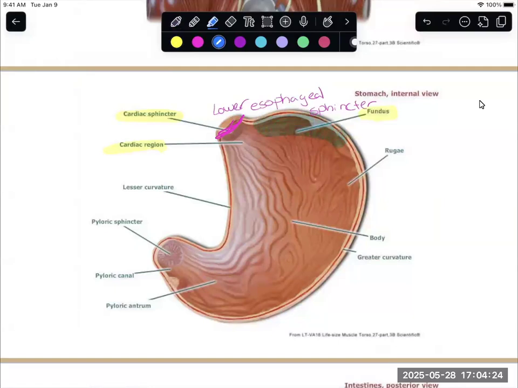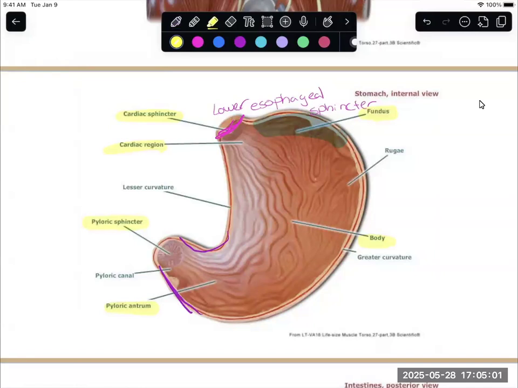Food sits up in the fundus for quite a while. I think it sits up there for close to an hour. Then we have the body of the stomach. Then we have what is known as the pyloric antrum. If you notice in the pyloric antrum, this area is coming down smaller than the rest of the stomach. And then we have that pyloric sphincter that is allowing food, or it's not food anymore, it's chyme, to enter into that duodenum, the first part of that small intestine.